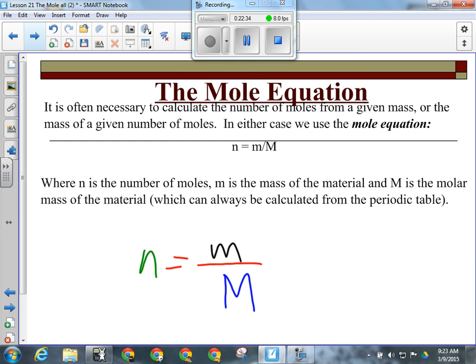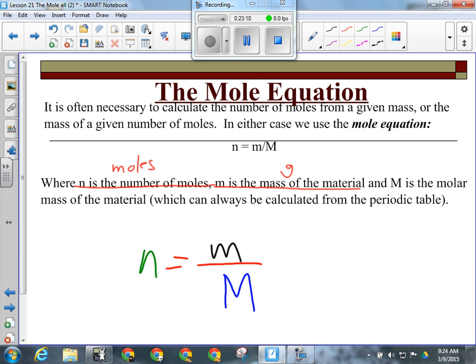So here's what you have to remember. n stands for the number of moles. So when you're looking at what everything in this equation stands for, n is the number of moles. Little m is the mass of the material, and that will be in grams. So n is in moles. Little m will be mass in grams. And big M is molar mass, that thing we just learned how to calculate.